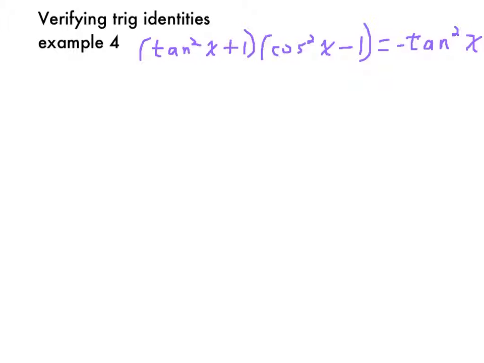The tangent squared x plus 1, if you look at your Pythagorean identities, you'll see that that's equal to the secant squared of theta. And then we've got cosine squared of x minus 1. You have to do a little manipulation of the primary Pythagorean identity, and you'll note that that is actually equal to negative sine squared of theta. Very important distinction to note there.